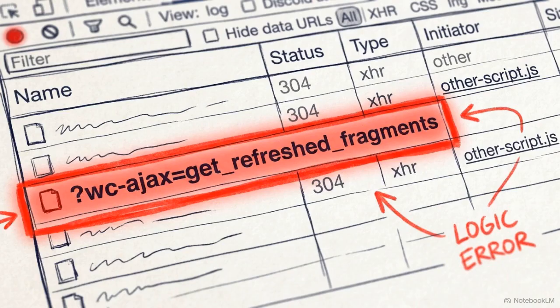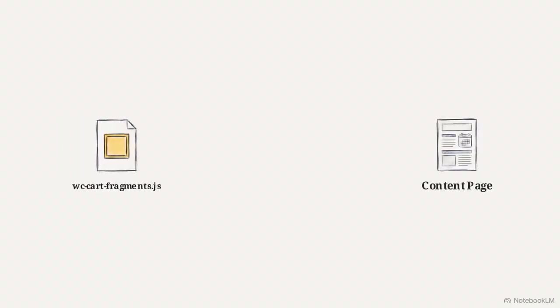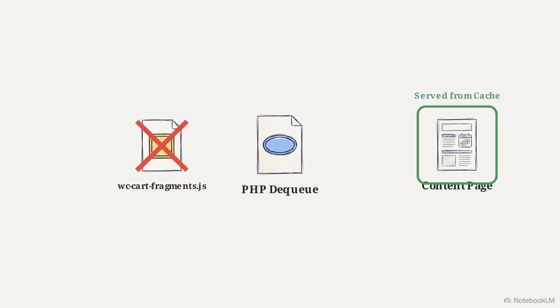Look closely at the results. You will see a request named Get Refreshed Fragments appear. Even though there is no cart on this About page, your server is actively running an uncacheable PHP request just to check for one. To stop this behavior, we will add a script-blocking PHP snippet to the site.